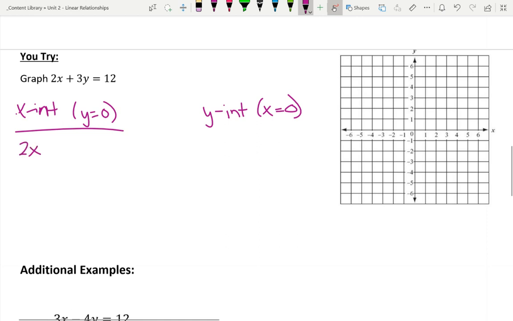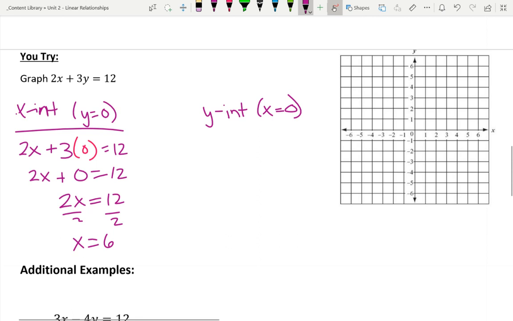So 2 times x plus 3 times 0 is equal to 12. So that's 2x plus 0 is equal to 12 when I multiply 3 times 0. 2x is equal to 12, and when I divide both sides by 2, x is equal to 6. So I get the coordinate point (6, 0). I'm going to plot that right there.